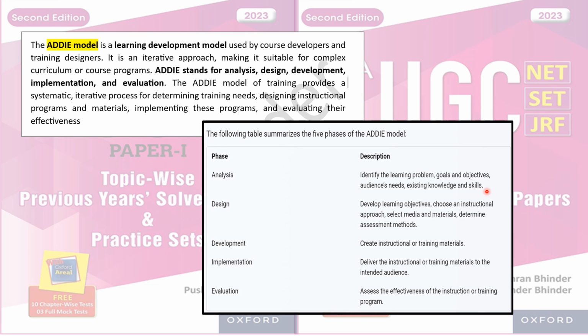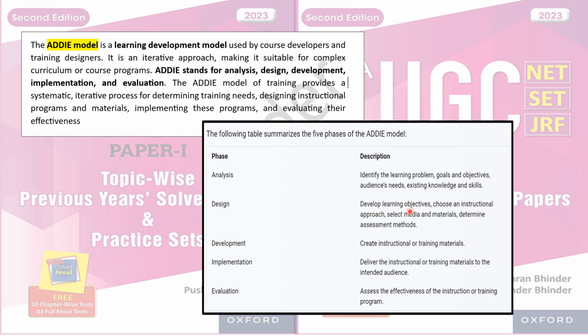मेरे students का, मेरे learners का जो already skill set है वो क्या है, ये सारा analysis मुझे करना है. I should know as a teacher, as a trainer, as a course developer. I should know all this. The next step will be design. उसके बाद मैं design करूँगी. You need to understand this.